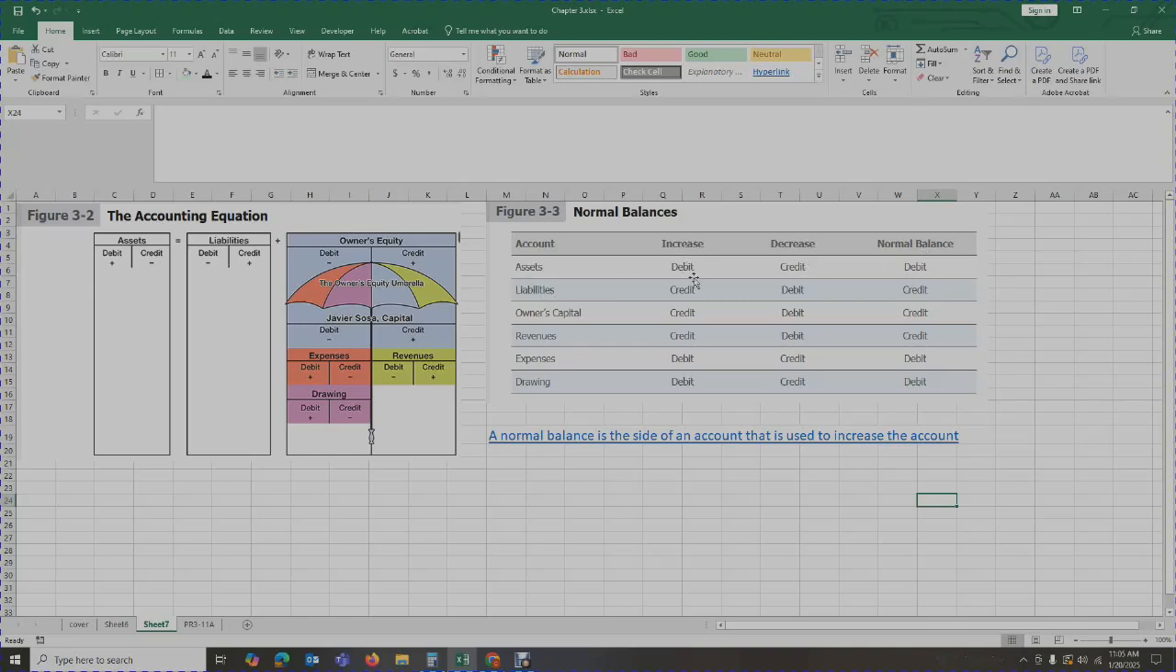Therefore, my normal balance would be a debit. Okay, for liabilities, liabilities are increased with a credit. So my normal balance is a credit. So we're looking at what is causing my accounts to increase, depending on the type of account it is. Depending on the type of account, that determines the normal balance that we're going to have.